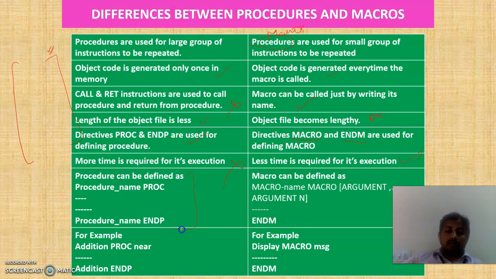For example, we can go for an example, addition procedure near. There would be two types of procedure. A near procedure is a procedure which is in the same segment. A procedure in another segment is a far procedure. Similarly, you would be having a macro. So this is overall the difference between a procedure and a macro.